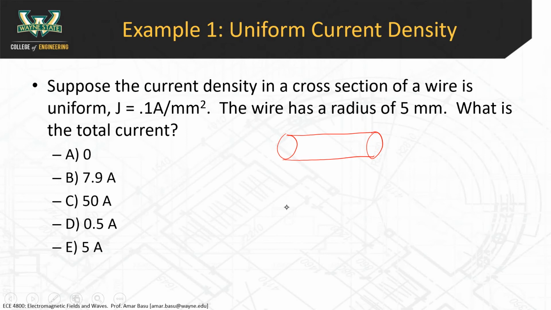Let's give you a hint here. Uniform current density. In the case of uniform current density, I is going to be equal to J times the cross-sectional area.